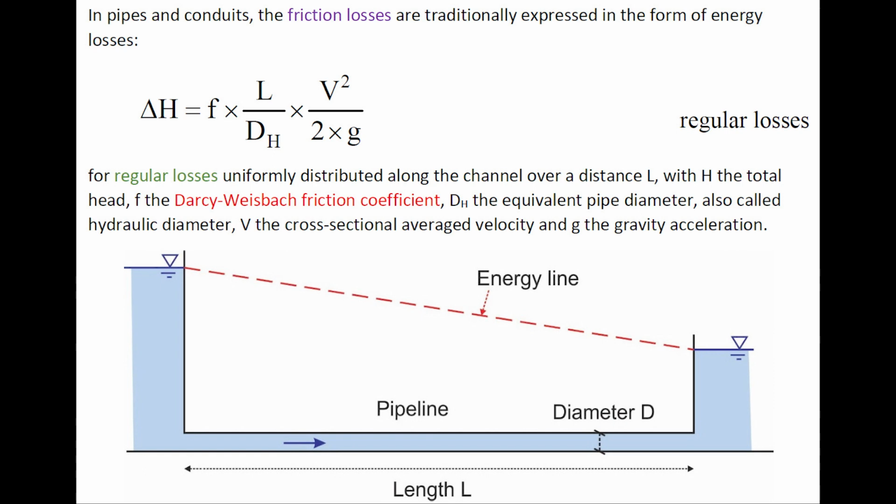In pipes and conduits, the friction losses are traditionally expressed in the form of energy loss, with the energy loss being proportional to the friction coefficient times the length of the pipeline over the diameter times the square of the velocity. And here, with this diagram, delta H will represent the regular head loss, and dH the equivalent pipe diameter.